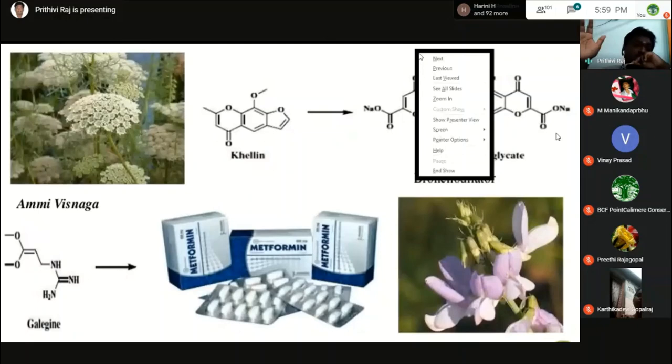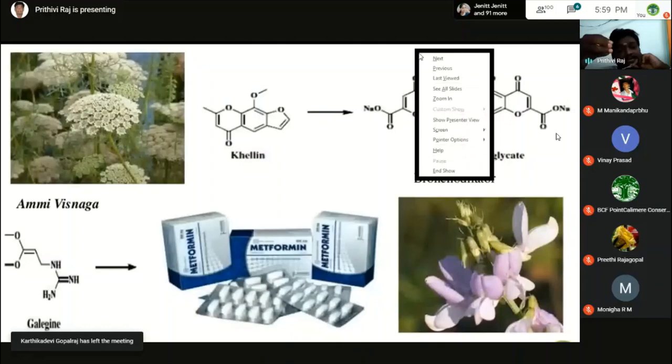We see these in our daily life, with our own eyes. These natural products, we take as a tablet. Now it is in our hand as a drug, right? So metformin is from this ami visenga, that is called idli poo. In this idli poo, you can get this product too.